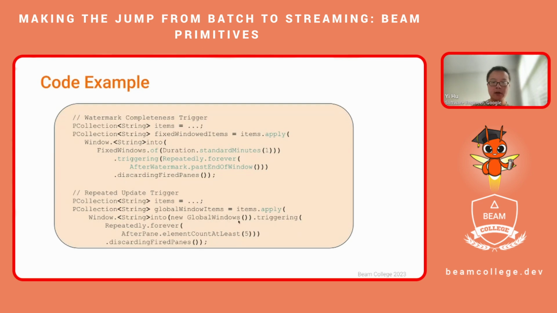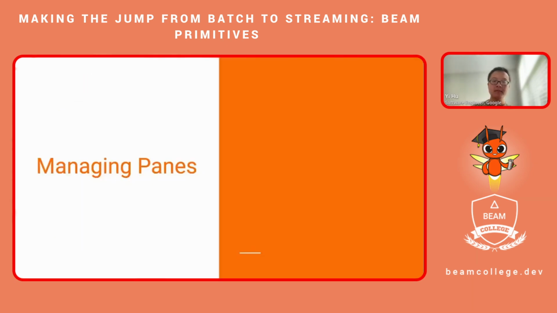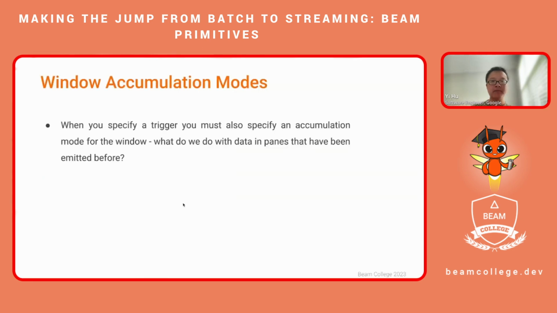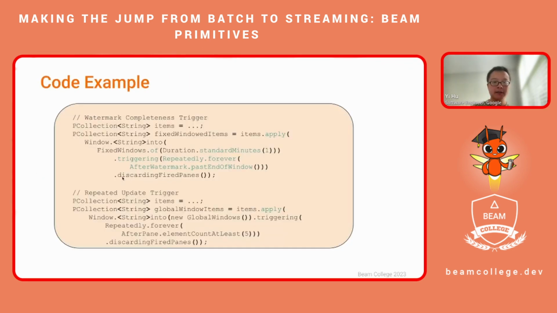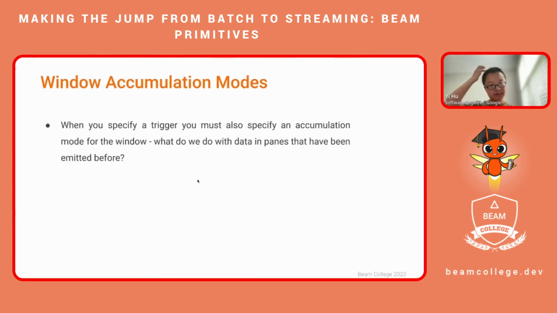If we use global windows with a repeated trigger, and after pane element count at least 5, which means we should receive at least 5 elements, then we trigger the pane and send the data downstream. And how to manage panes? We just mentioned before here. You see this discarding fired panes.